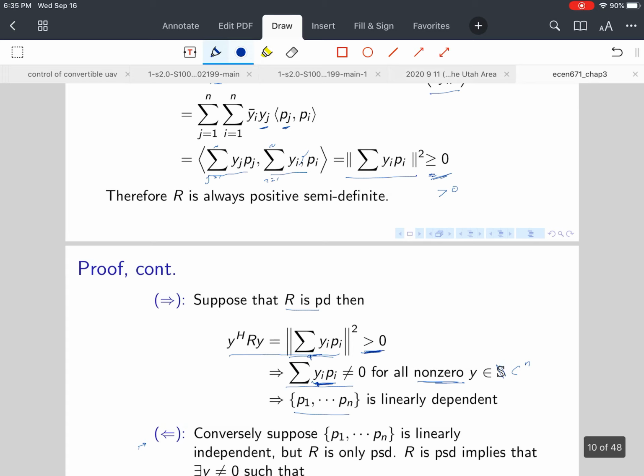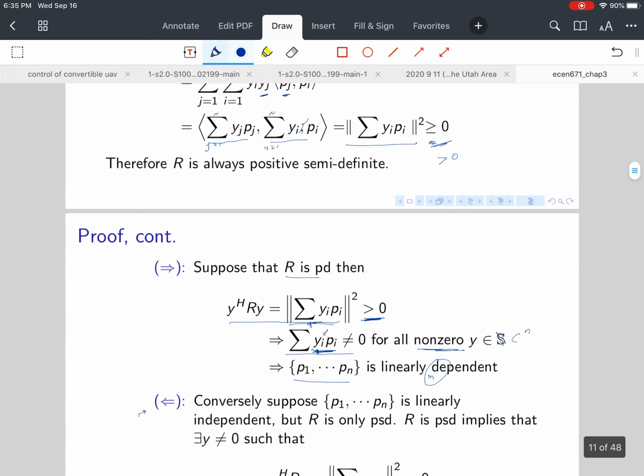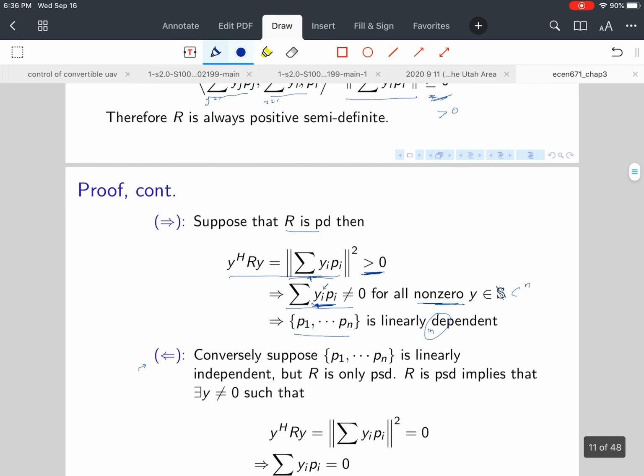these vectors are linearly, oh, I'm sorry, this should be independent. Yeah, this is a typo. In other words, the only way for this thing to be 0 is if every element here is 0. And since it's non-zero for non-zero y's, they have to be linearly independent.